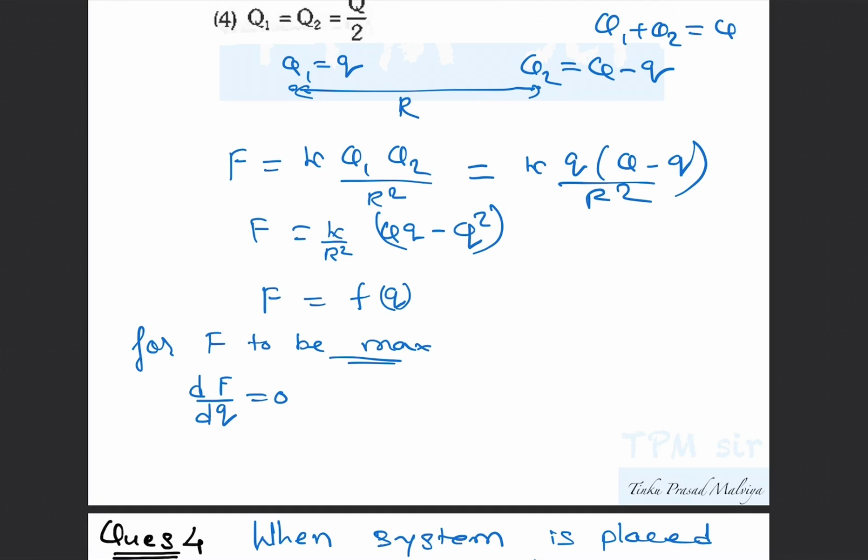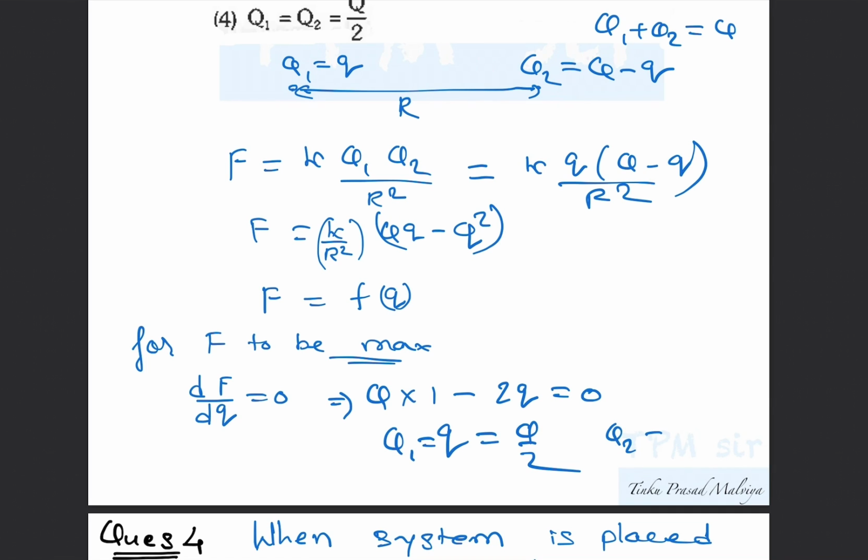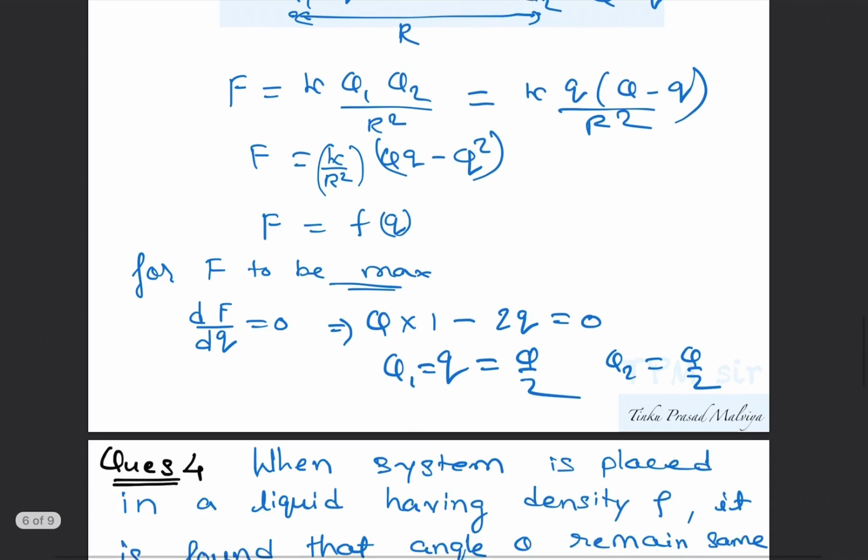Now if you differentiate, k by r square is constant, so I will just put it aside. Capital Q is a constant. The differentiation of Q small q is Q, minus, you must remember that this is q square, like y equal to x square. What do you get by differentiation? 2x. So you will get Q minus 2q equal to 0, so q is Q by 2. That means q1 is Q by 2, and obviously q2 is equal to Q by 2. So you must remember this solution, that the force of repulsion will be maximum when both the charges are divided equally, that is, both the charges have equal magnitude.